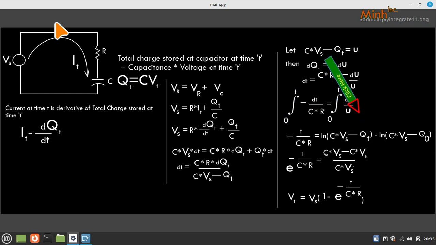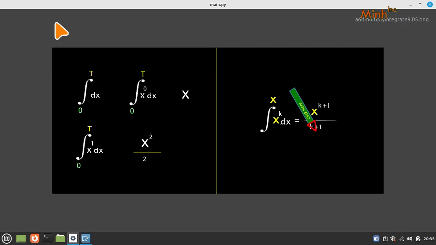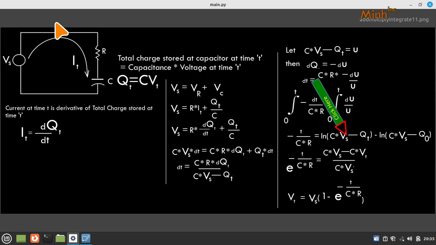Okay, so 1 by u integration is ln, and we calculated many other integrations like cos x, sin x and x to the power k. If I calculate for 1 by u, 1 by x, it will lead to ln. I mean if I differentiate ln, it will lead to 1 by u, and then finally ln minus means division, and then if I reverse the ln on the left side, it becomes exponential, and finally it comes to an equation like this.